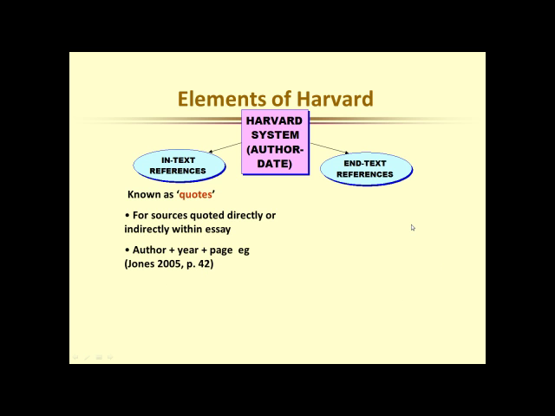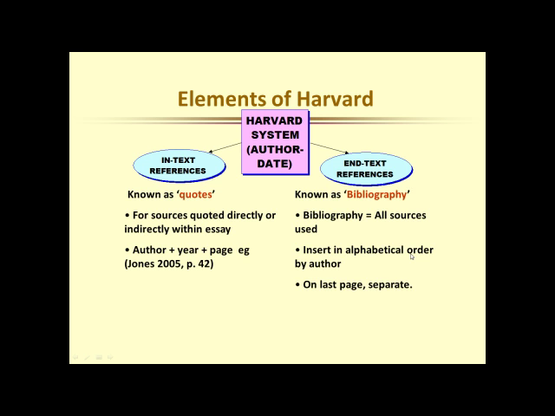The second component of the Harvard citation system involves the use of end text references, also called the bibliography. This consists of all the sources you used in your assignment, whether you quoted from them or not, and you must insert them in alphabetical order by the author's last name only, and you place them on the last page separately from the rest of your essay. You must make sure you use the same font and font style and same size. You also must make sure that both of these details dovetail or agree precisely with each other.